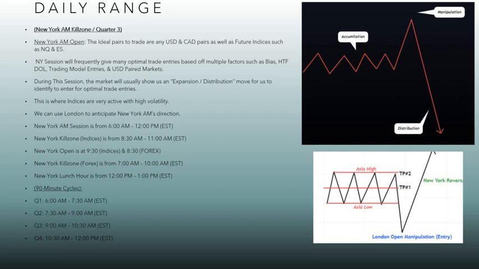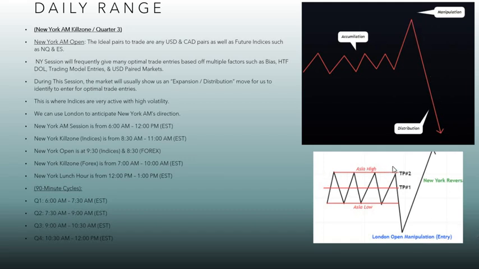Now, during this session, the market will usually show us an expansion or distribution move for us to identify to enter for optimal trade entries. So when we identify the manipulation phase during London session, we can anticipate the market to continue in the opposite direction of where it manipulated from. So you see in this model up here, we have accumulation here, manipulation to the upside, and distribution to the downside. Where we manipulate during London, we want to trade in the opposite direction during New York.